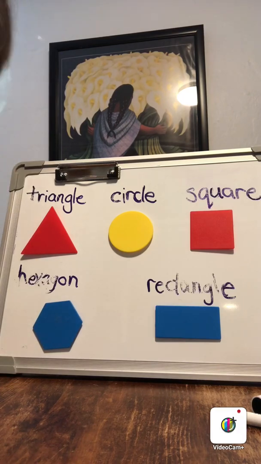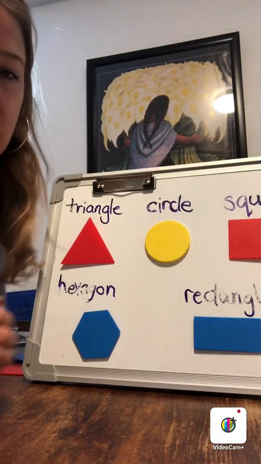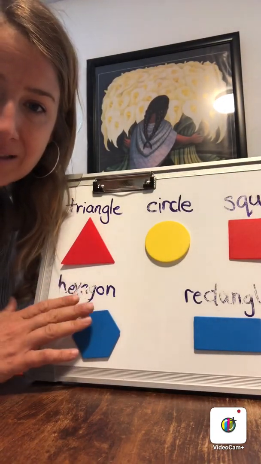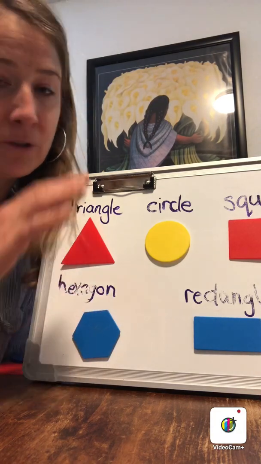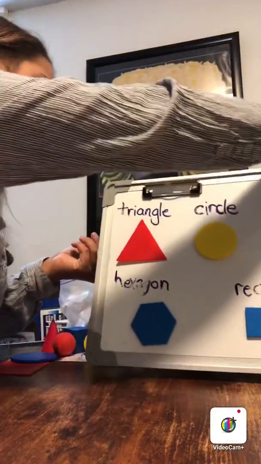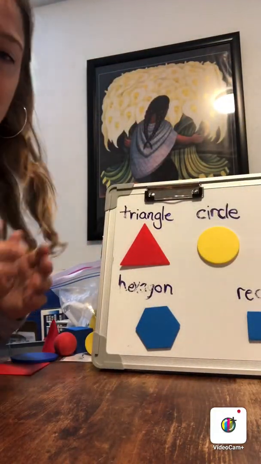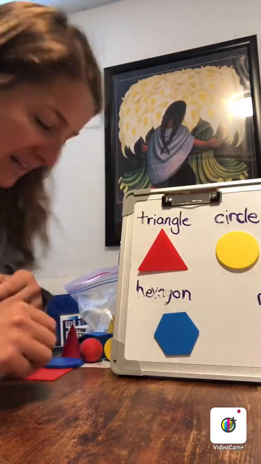So all of these shapes are called 2D shapes. And 2D means two-dimensional, which is another word for flat. So something that you see drawn on a page, that's two-dimensional, it's flat. So this week, we are going to be learning about 3D shapes. So 3D shapes means not flat.